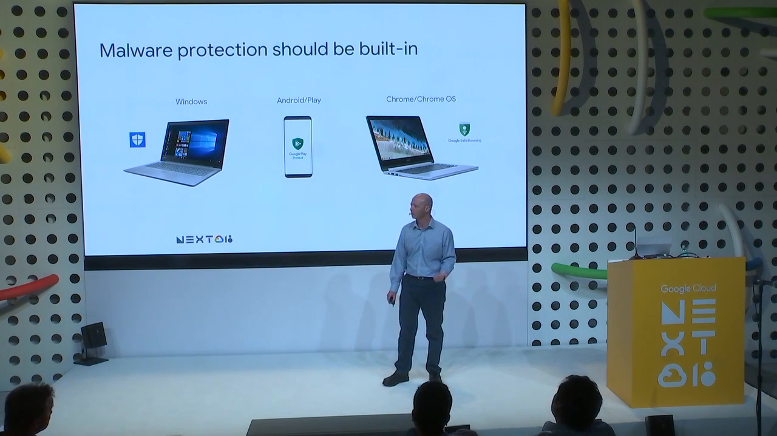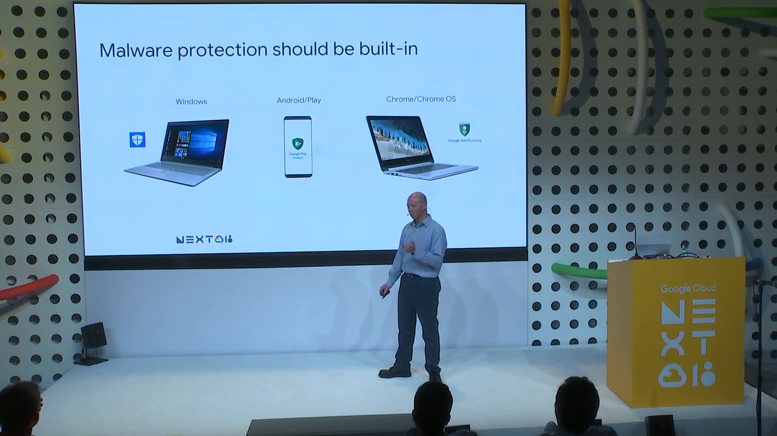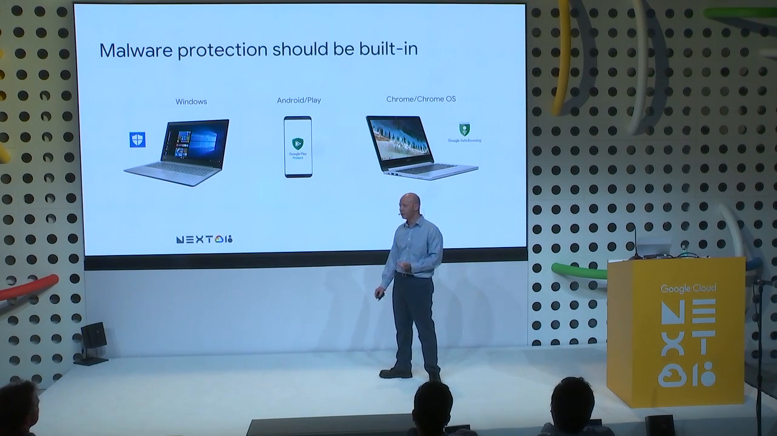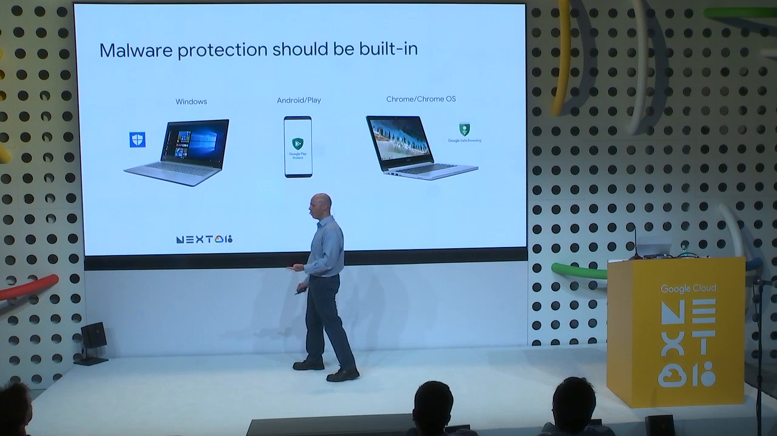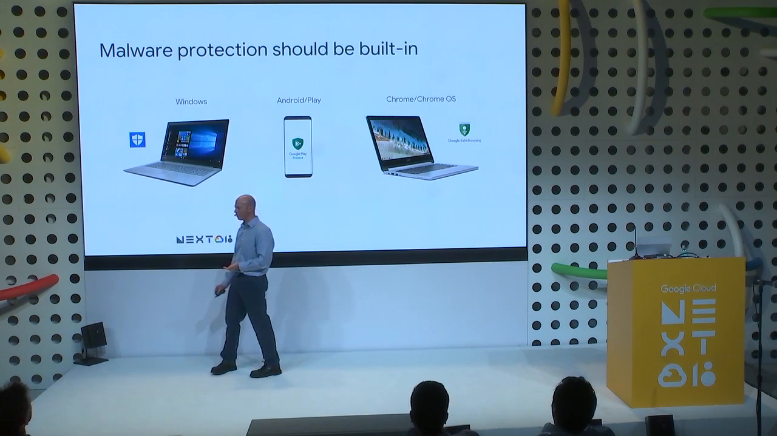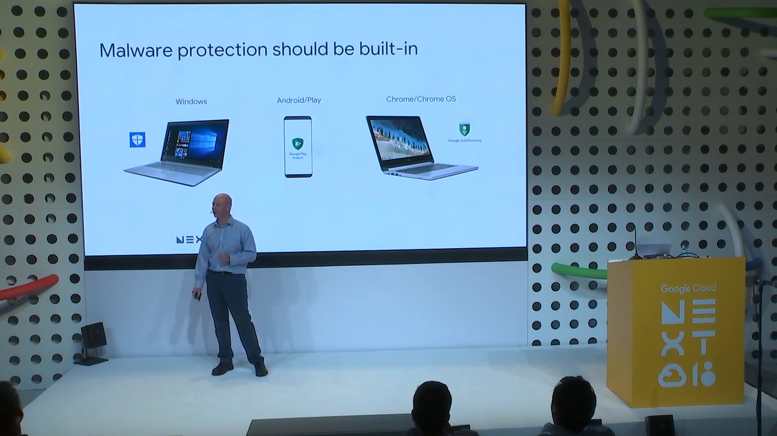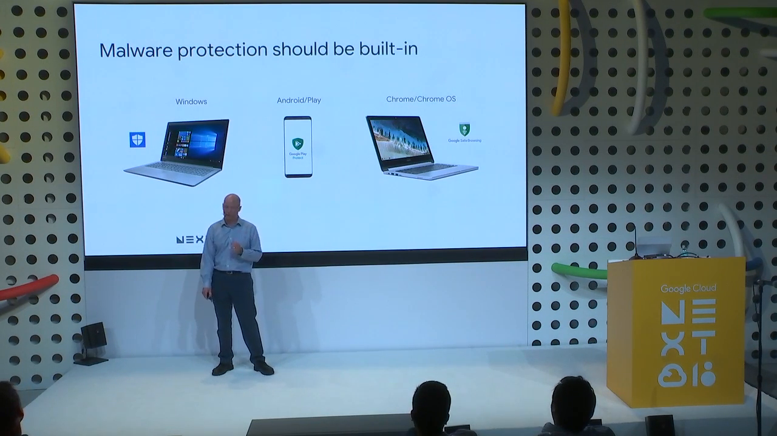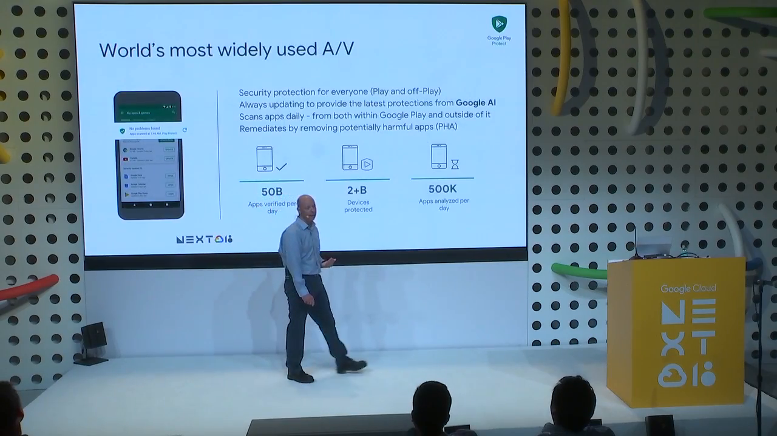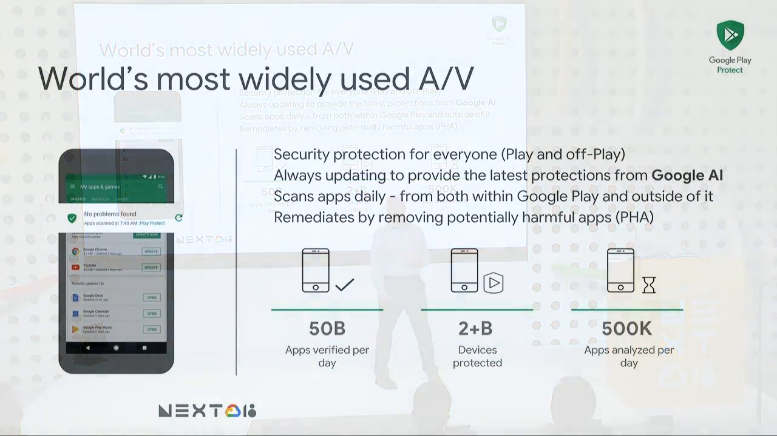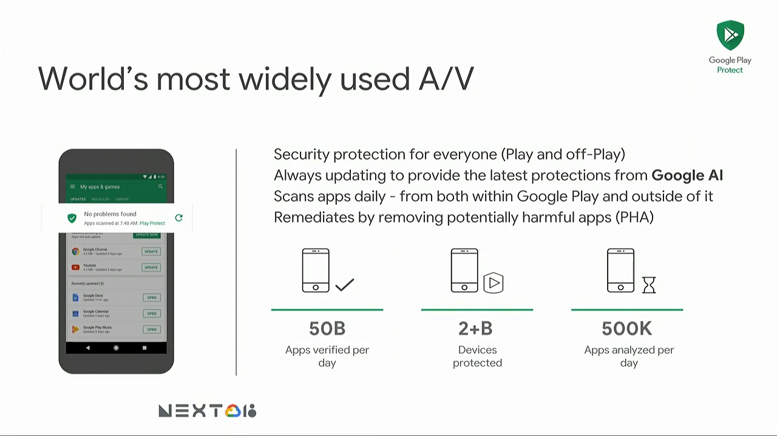Microsoft figured this out with Windows Defender. Chrome with Safe Browsing now running on 3 billion devices. Part of the platform. Part of the Chrome platform. On Android, Google Play Protect, part of the platform. It's really important that malware protection should be built into the operating system. So today, Google Play Protect actually is, for an operating system threat defense solution, the world's most widely deployed antivirus solution, with more than 2 billion devices being protected, 50 billion apps verified each day.